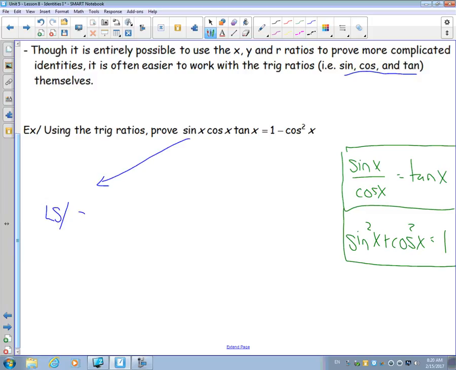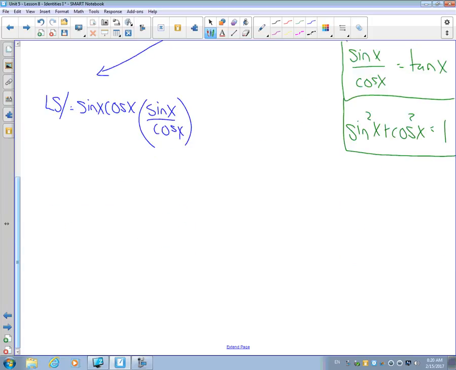On the left side, I see sine x, cos x, tan x. But what do I know about tan x? I know tan x itself can be replaced with sine x over cos x. Okay. And then I know I can simplify things if I have the same thing top and bottom. Well, I have a cos on the top, a cos on the bottom, they're multiplying. Let's cancel them out. And I'm left with sine squared.